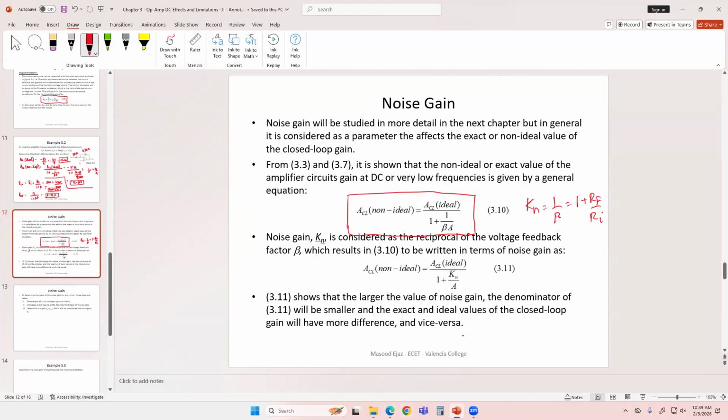This equation shows again that if the value of Kn is small and A is of course very large, then the non-ideal and ideal gains are going to be very close to each other. But if the Kn value is quite large compared to A, then the non-ideal and ideal gains are not going to be as close, and we may have to use the non-ideal value instead of the ideal value. Kn is generally small, to be honest, especially at DC or low frequency level, as we saw earlier. But this will be calculated and discussed in detail in the next chapter.